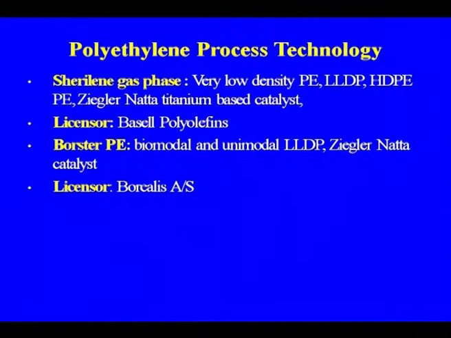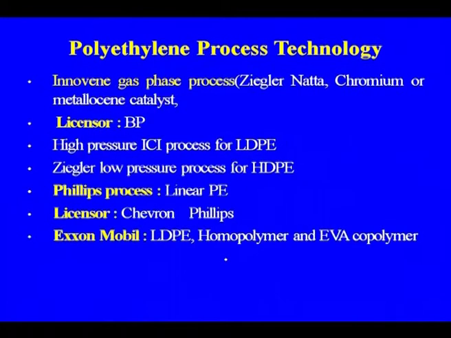Borstar PE, bimodal and unimodal LDPE, Ziegler Natta catalyst and licensor Borealis. Yes. Innovene gas phase, that is Ziegler Natta catalyst that we are using. Chromium or metals catalyst, the licensor can be BP. High pressure ICI process for LDPE, Ziegler low process for HDPE, Phillips process linear polyethylene, licensor Chevron Phillips, ExxonMobil LDPE homopolymer and the ethyl acetate copolymer.